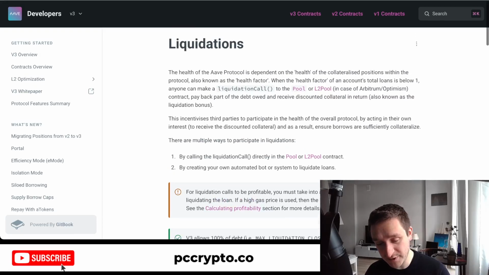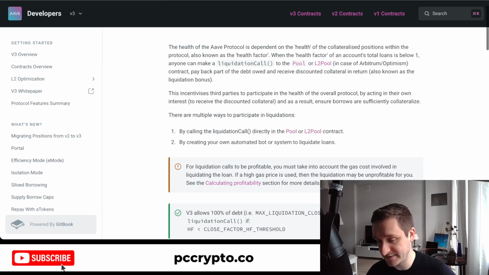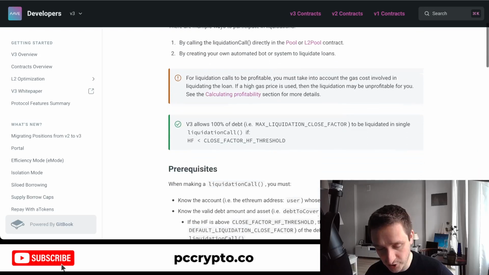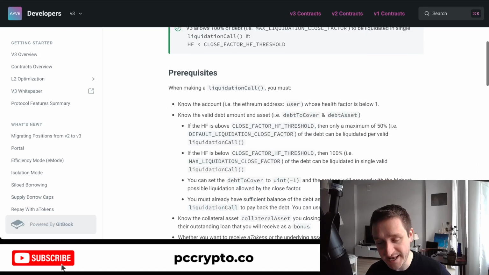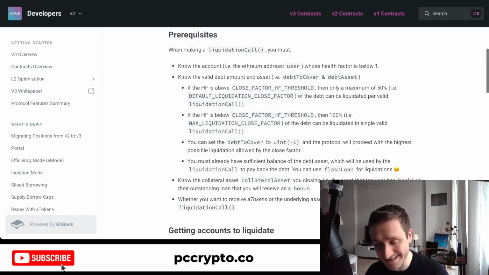So getting back to liquidations, how it works from the developer's perspective is basically there's this health factor, and if it goes below one, then basically anyone can make a liquidation call to the pool or L2 pool and get the debt from the pool, and this works as in this example with Bob. So there's some computations to be made whether that's profitable or not, and some interesting cases for the V2 and V3 versions, but basically that's the principle.